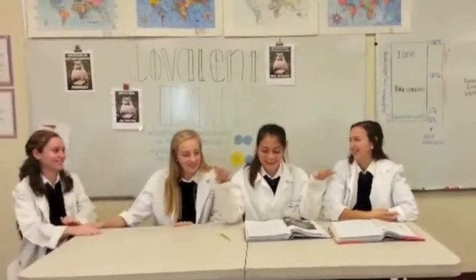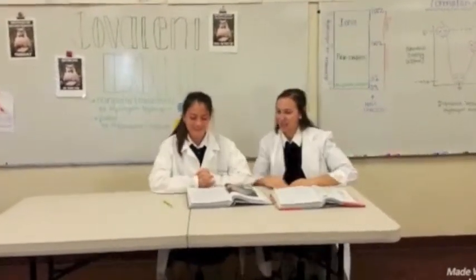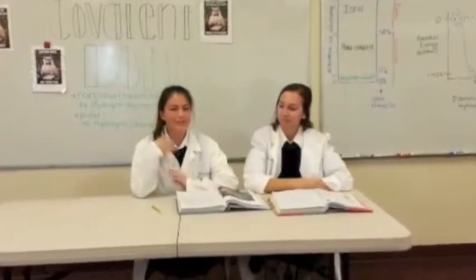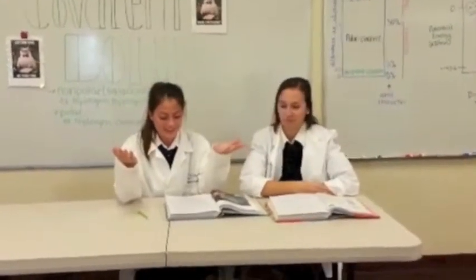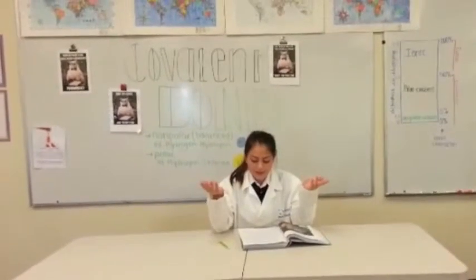Going to be talking about chemical bonding. And what's a chemical bond, you may ask? Well, a chemical bond is a mutual electrical attraction between the nuclei and the valence electrons of different atoms that binds the atoms together.